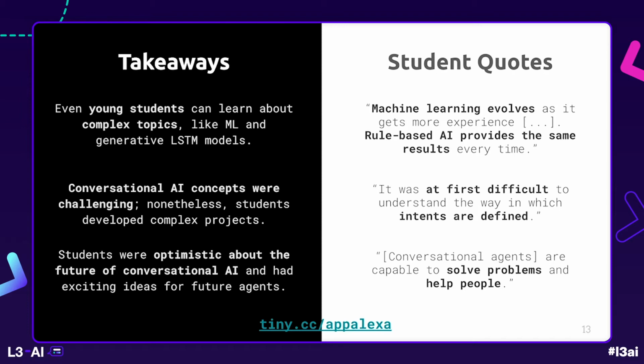And then finally, students were really optimistic about the future of conversational AI and had exciting ideas for future agents, which I'll actually describe later on in the presentation. But for now, I'll just give a quote from one of the students, basically that conversational agents are capable of solving problems and helping people. And then if you're interested in learning more, you can look at that URL below, and there's a paper linked there.